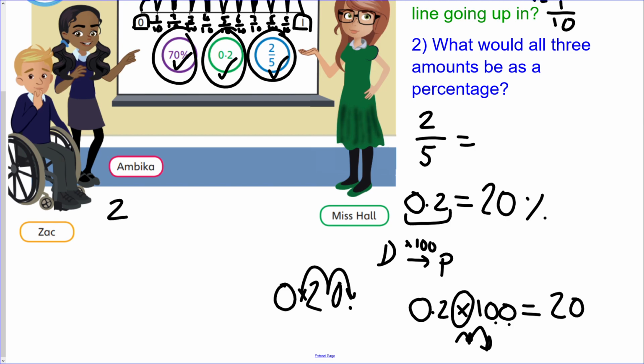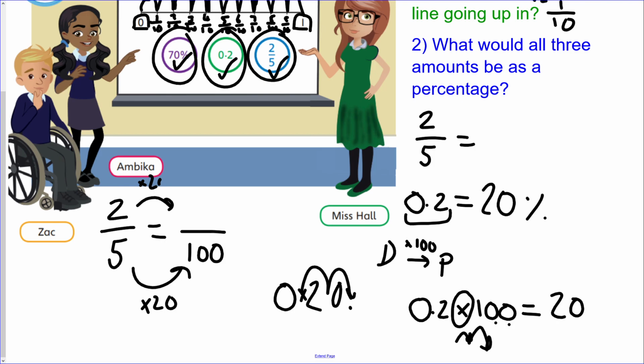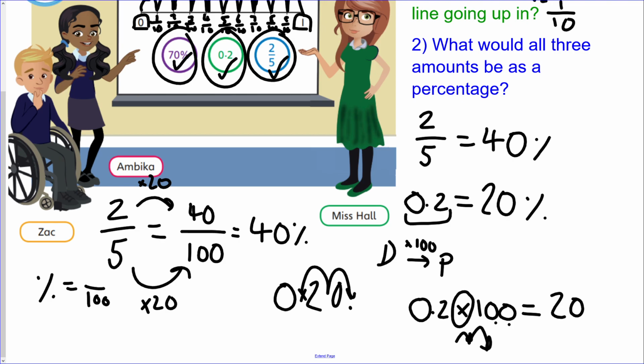If we think about the work we did yesterday, 2/5, we have 2 options here, but we know we want to get to a denominator of 100. Can I go from 5 to 100? Well, yes, I can. I multiply by 20. Whatever I do to the bottom, I do to the top. Whatever I do to my denominator, I do to my numerator. And 2 multiplied by 20 is 40. Now, 40 out of 100, we should know straight away that percent is the same as out of 100. And therefore, 40 out of 100 is just the same as writing 40%. And therefore, I have completed the second question that we were asked to do.